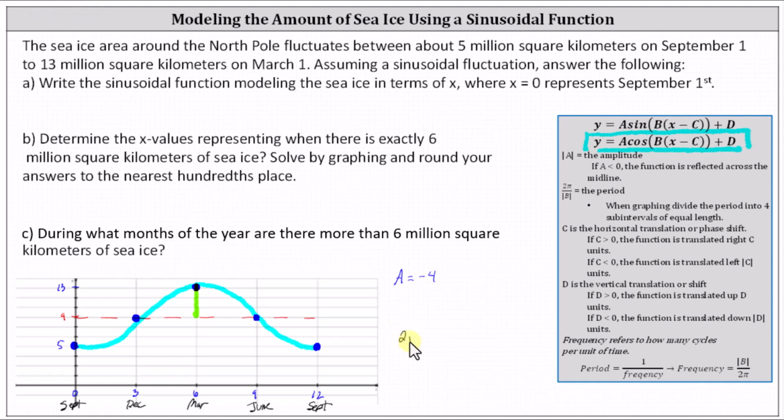So 2 pi divided by b must equal 12. To solve for b, we'll multiply both sides by b. This gives us 2 pi equals 12b. Next, divide both sides by 12. Simplifying, we have b equals pi divided by 6.